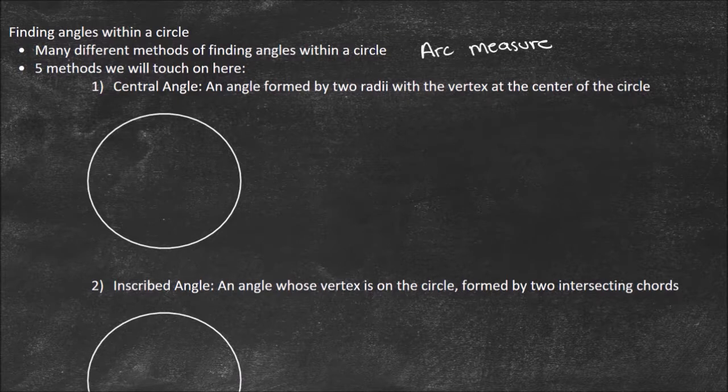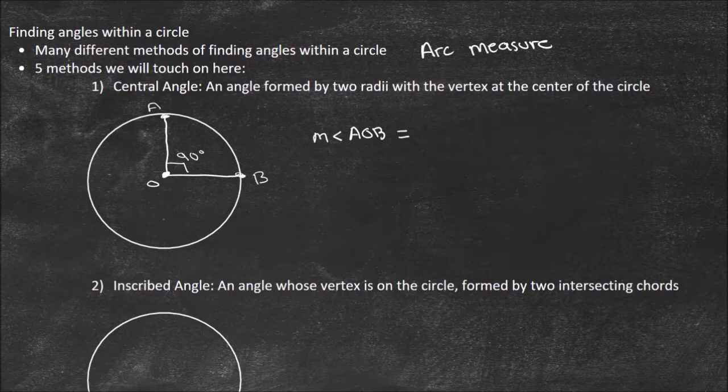So the easiest is by far central angle. That's when we have an angle like this, and then we're given this angle, which is a right angle, so I'll say 90 degrees. Let me label these points. That's O, this is A, and that's going to be B. So we would say measure of angle AOB equals the measure of arc AB.